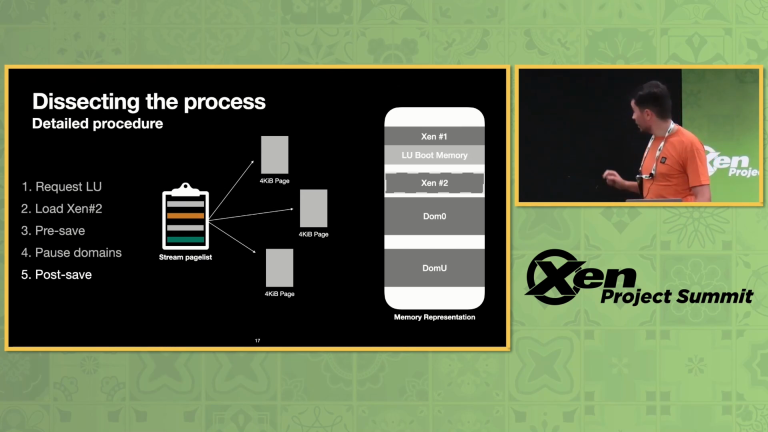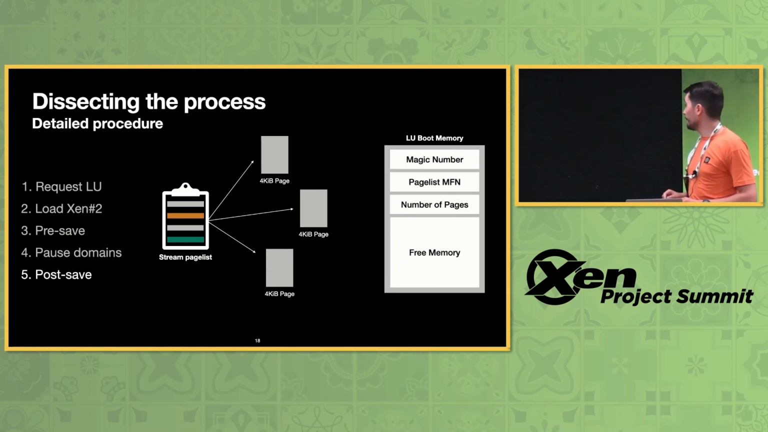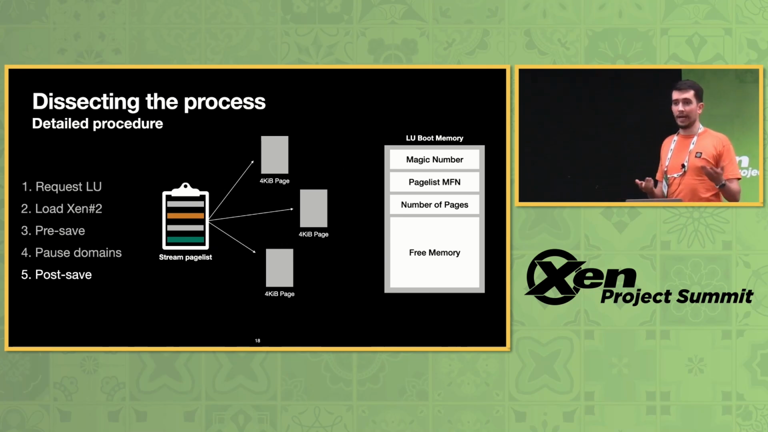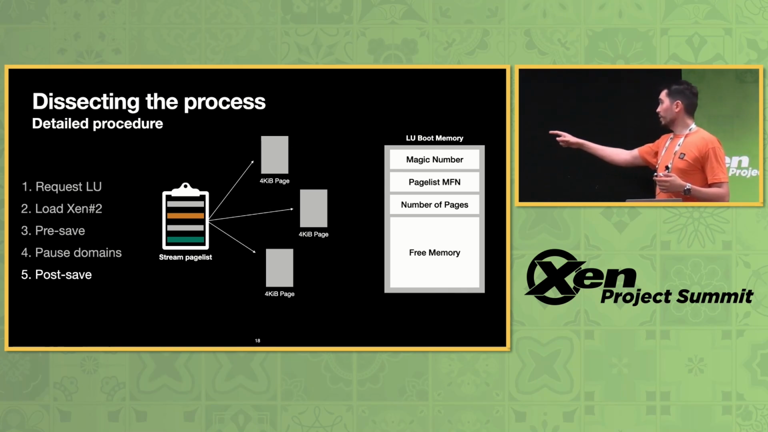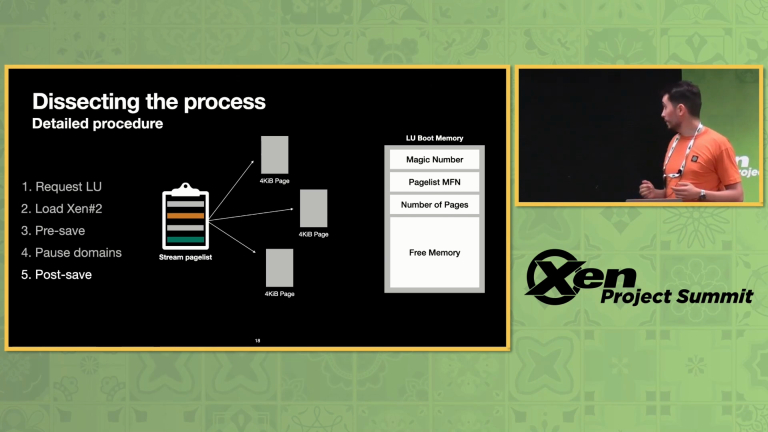And so let's have a closer look at what we decided to call the live update memory. So it begins with the magic number, because obviously we have to somehow check in Xen 2 we are looking at the correct location. And then after, the page list method, which is equivalent to the stream page list, it is the list of pages that makes up the stream. Then we also transfer the number of pages we have to make the stream, and then some free memory.